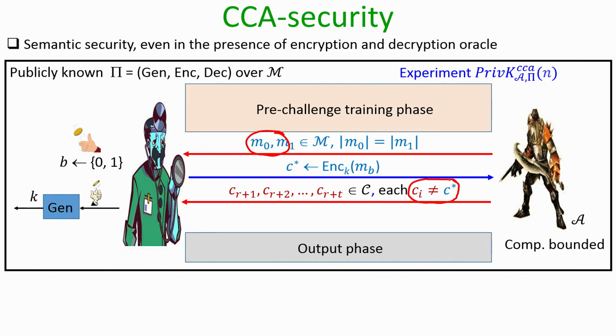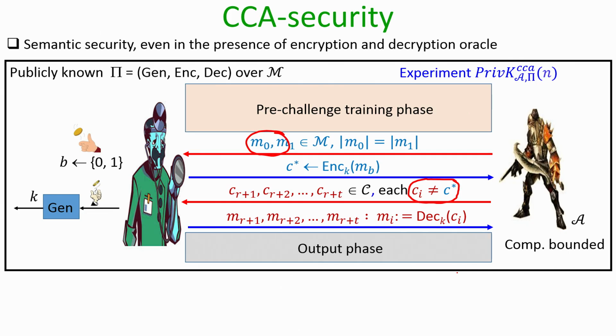Because if we do not put this restriction, then trivially the adversary can win the game by asking for the decryption of C star, and once it sees such a decryption, it can clearly identify whether it has seen an encryption of M0 or M1, and hence we cannot define any meaningful notion of security. So, in the post-challenge training phase, we prevent the adversary from making a decryption oracle query for C star. Apart from that, it can modify any number of bits of C star and ask for the decryption of those ciphertexts, and in response the challenger of the experiment has to decrypt those ciphertexts and return the corresponding plaintext to the adversary.